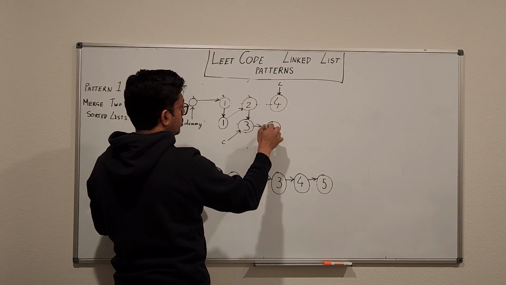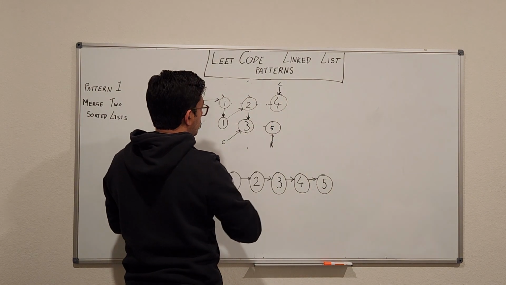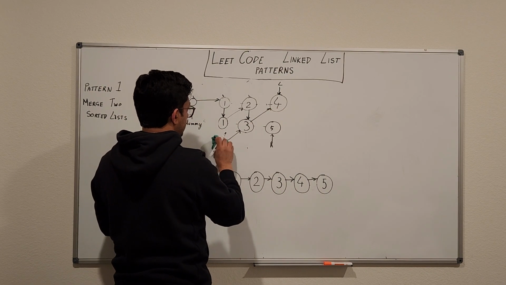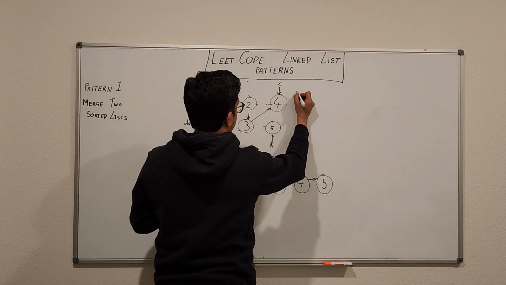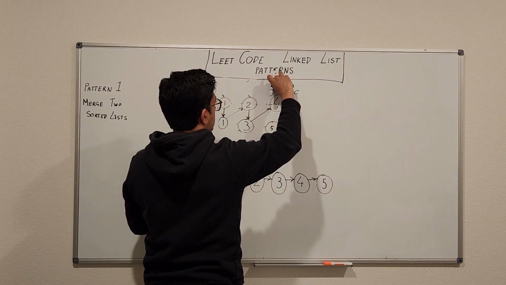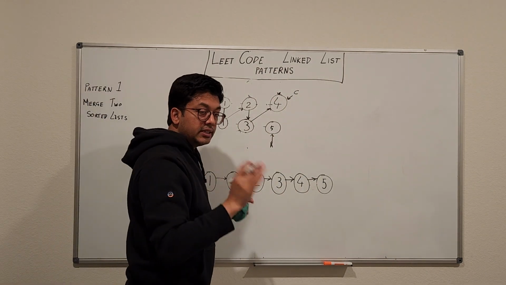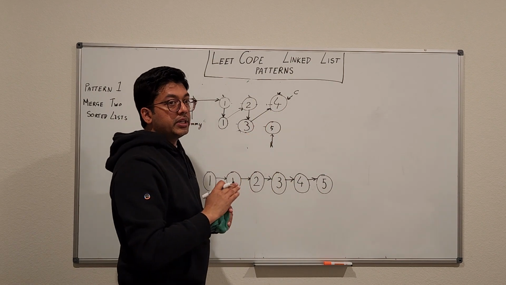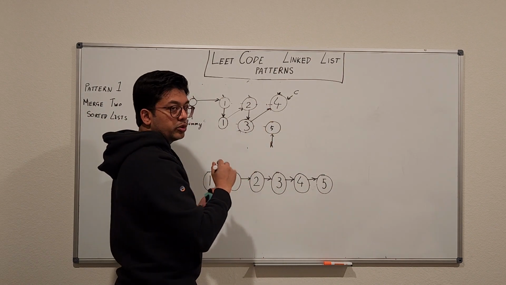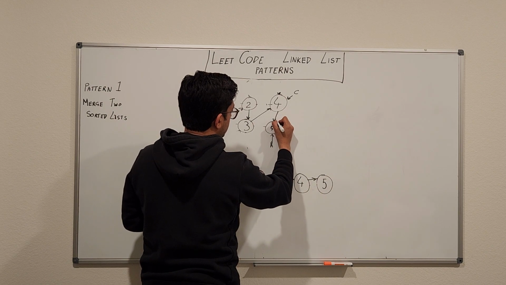Now again compare these two. Which one is smaller? 4 is smaller. So first point current to this, and then current will become current dot next. So current will come here, and left will become left dot next, which will become null. Now you repeat this until neither left nor right pointer is null. Once one of them becomes null, you just point the current's next to that, and then the algorithm is done at that point. Current dot next is this, and there it's done.